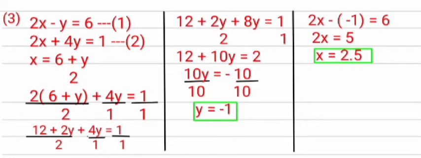So let's proceed. Here we have 2x minus y is equal to 6, equation 1, and 2x plus 4y is equal to 1, equation 2. So what do we need to do? The first thing we need to do is what?